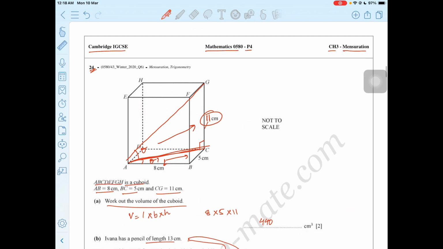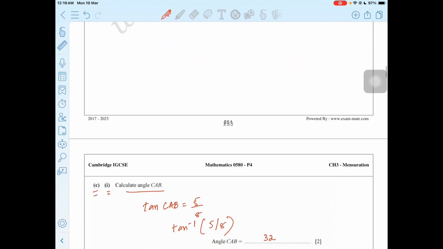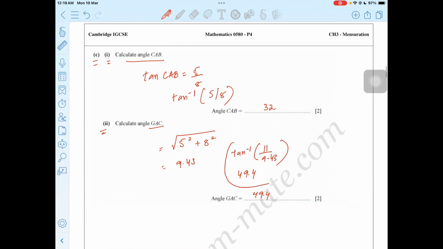So what we have done over here is we have calculated this AC by using 5 and 8. We have used Pythagoras theorem over here. We have our height as 11, this is 90 degrees, and we have our theta, that is GAC. So tan inverse is done over here to calculate GAC.